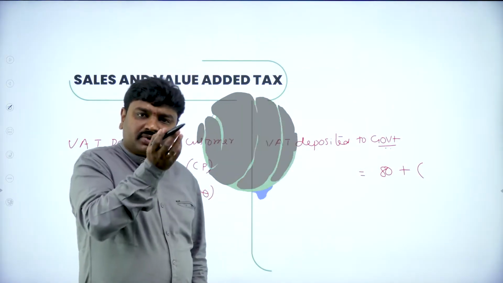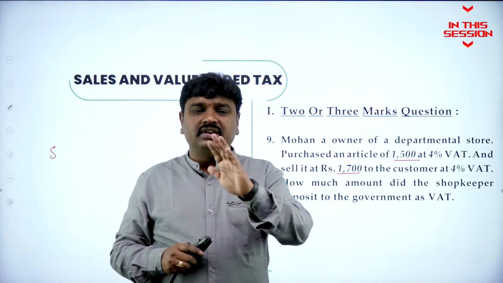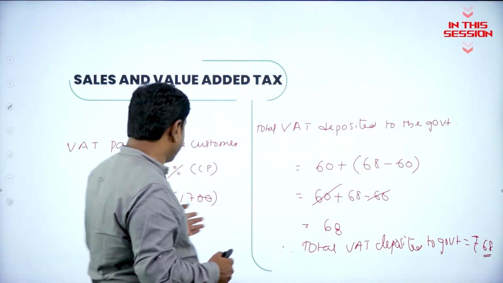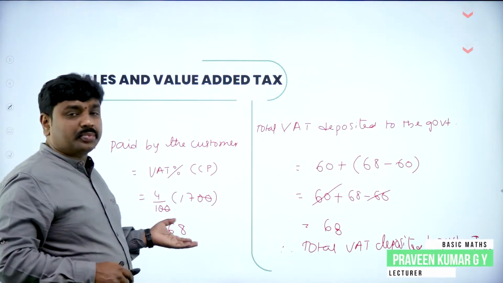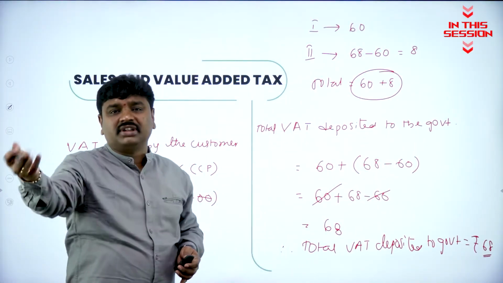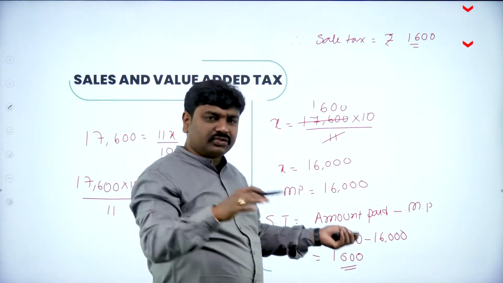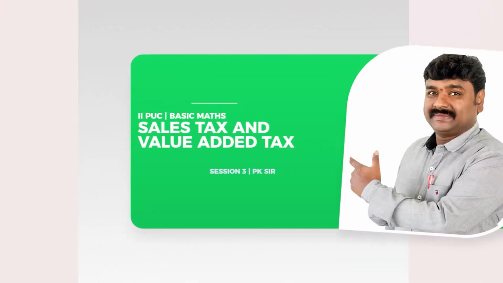See, buyer will pay to the shopkeeper, shopkeeper will collect his 80 and remaining will pay to the government. See, dear students, VAT is calculated in successive stages. Total VAT paid by the customer is 68 rupees, but 68 rupees customer will not pay to the government, he will pay to the shopkeeper. Indirectly, the whole VAT is collected by the customer, that is the logic. Sale tax percent is 10%. 10% of 16,000 if you do also, you will get the same.